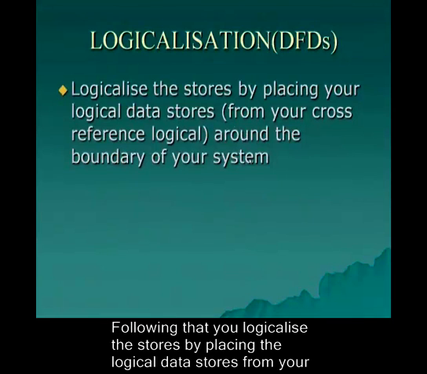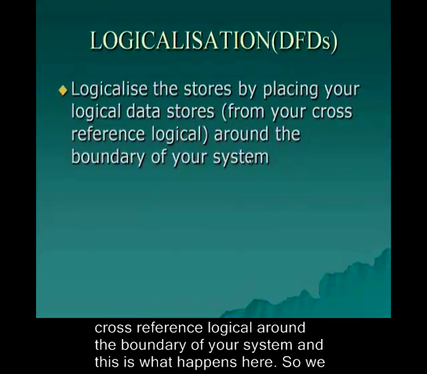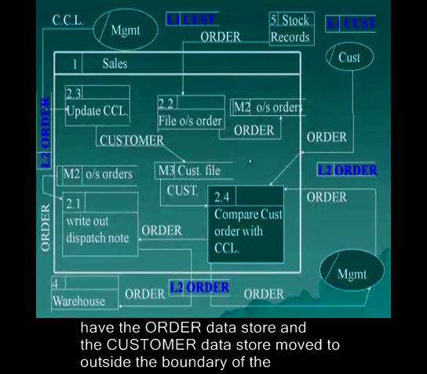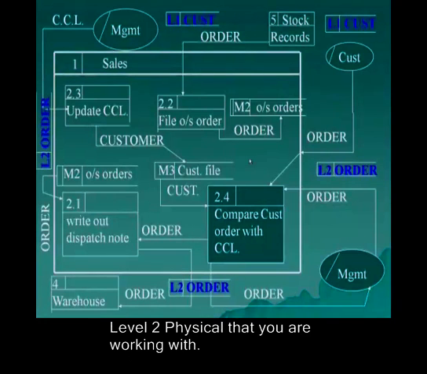Following that, you logicalise the stores by placing your logical data stores from your cross-reference logical around the boundary of your system. And this is what happens here. So we have the order data store and the customer data store moved to outside the boundary of the level 2 physical that you're working with.